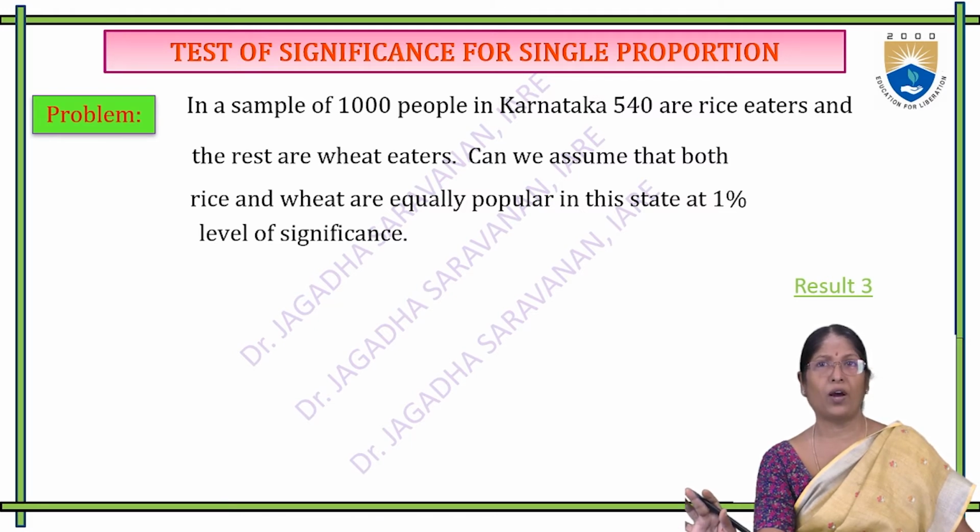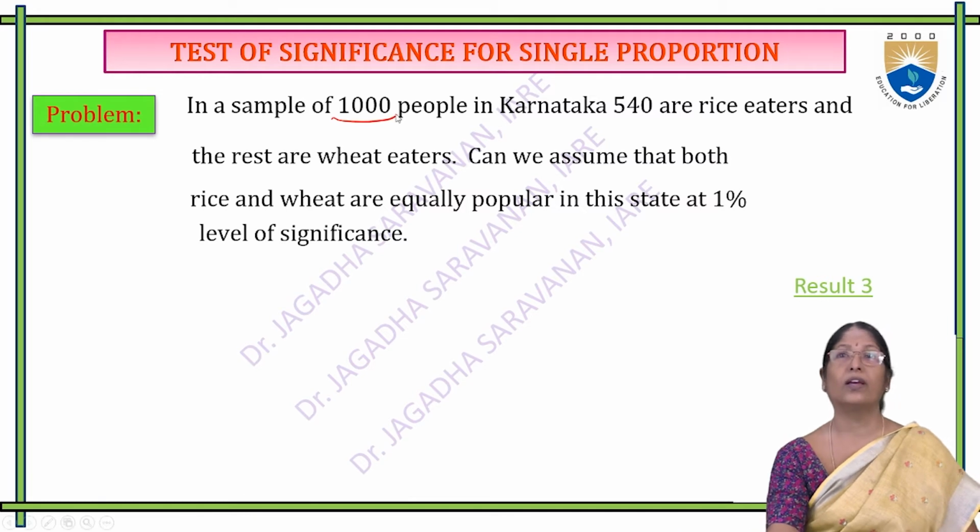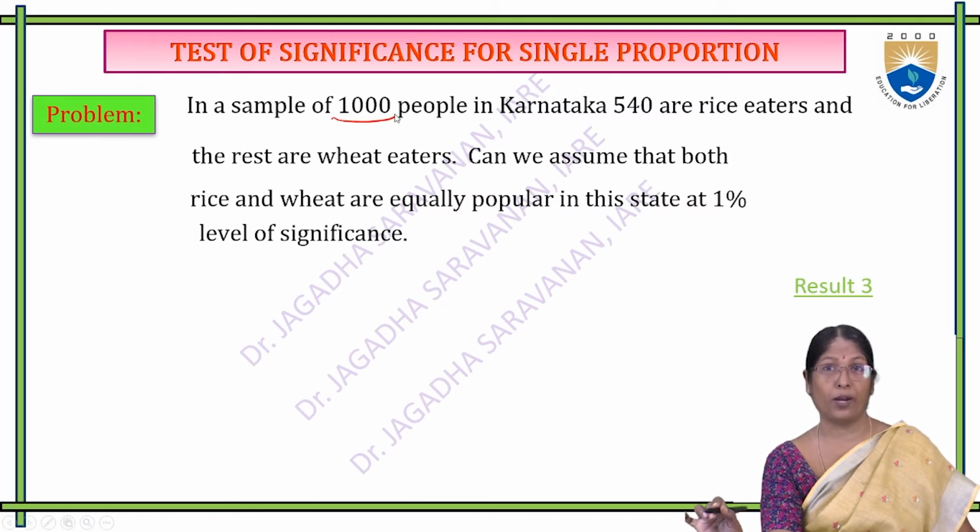So the sample we have taken is 1000 people, the sample size N. We obtained the data from the question. 540 are rice eaters. Then the leftover, that is 1000 minus 540, the remaining people are wheat eaters. Equally, that is the population generally about the state, they are telling that equally rice and wheat they will be eating. Equally in the sense, wheat eating is 0.5 and rice eating also 0.5.